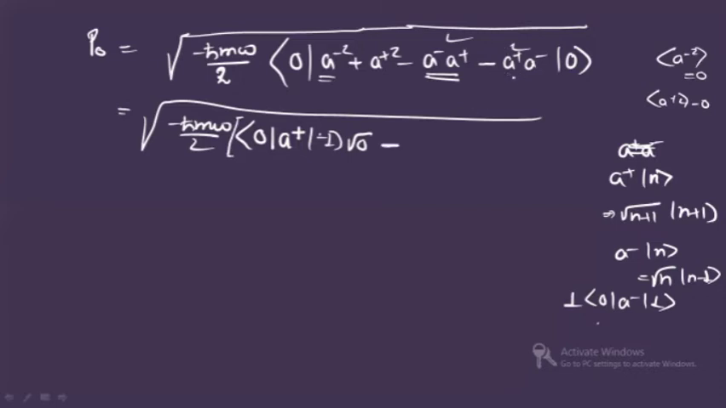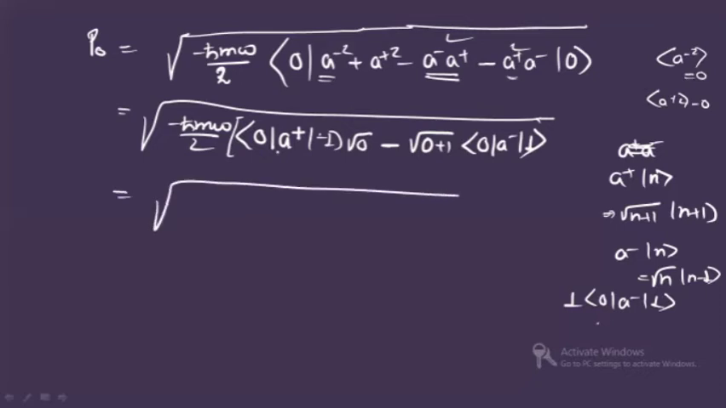Now I will see for this term. If the raising operator is operating, then you are having root over 0 plus 1, right? This is 0. The lowering operator will be there, and this state will become root over n plus 1. n is 0, so it will become 0 plus 1. Clear?